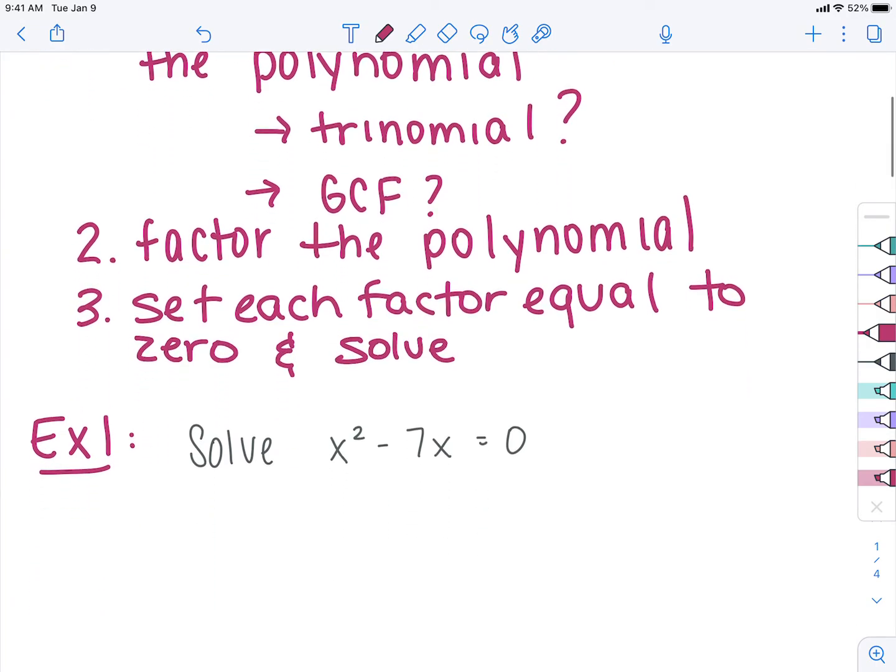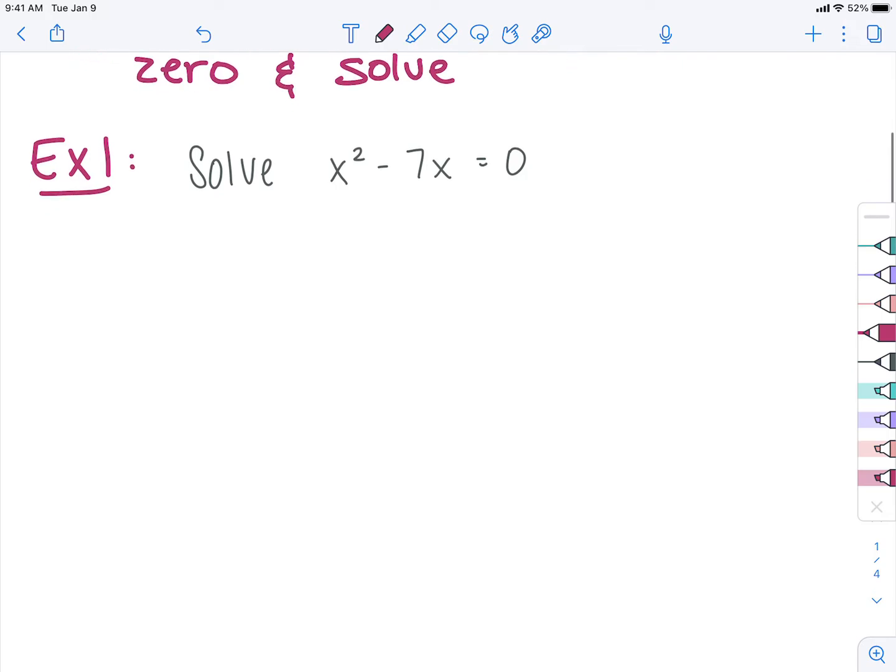All right, so if we're going to solve x squared minus 7x equals 0, the first thing we want to do is look at that and say, is it a trinomial or does it have a GCF? How do I want to factor that? X squared and a 7x. Do they have anything in common? Yeah, they share an x, right? So because they have something in common, I want to factor that GCF out. I see that they both have an x, right? So that tells me I can take an x outside.